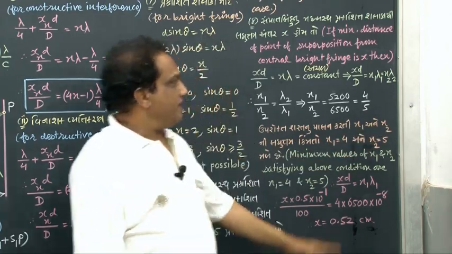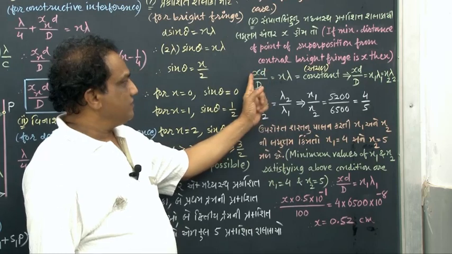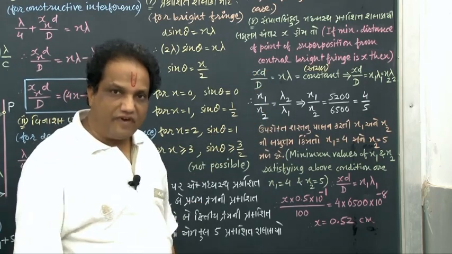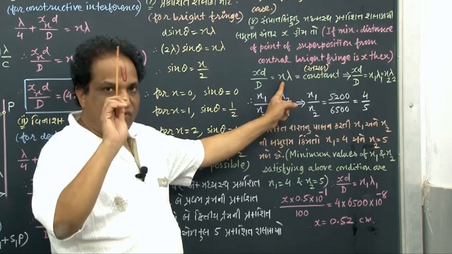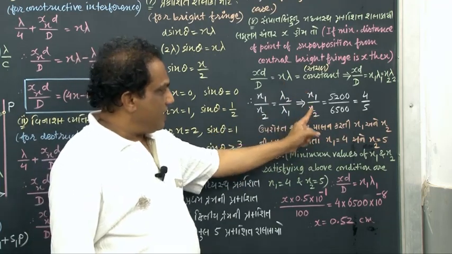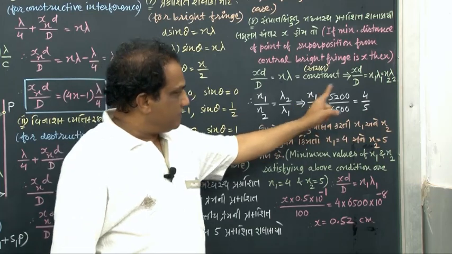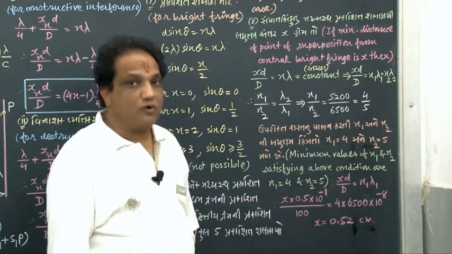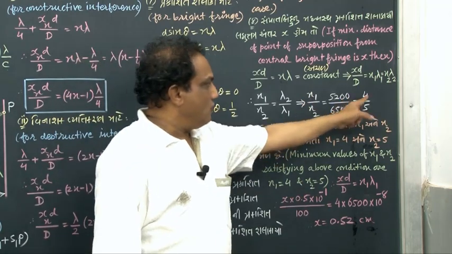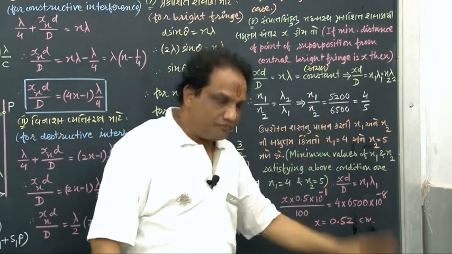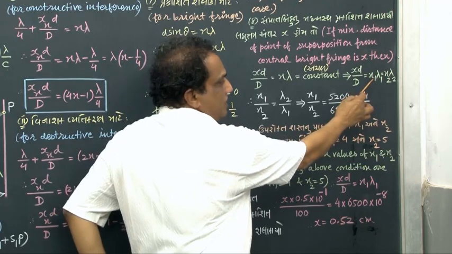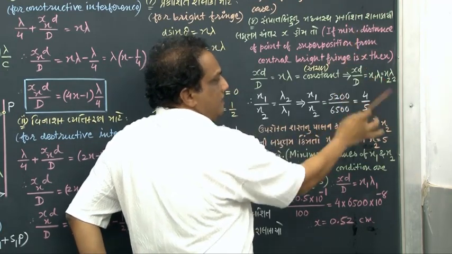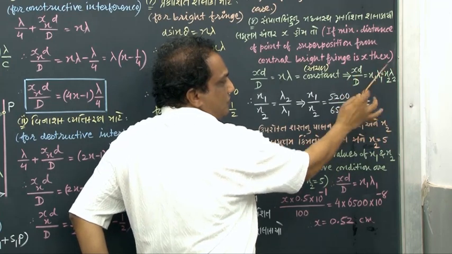But 8 is greater than 4 and 10 is greater than 5. If we take greater values of n, then x will be greater. We don't want a greater value of x; we want the minimum value of x. That's why we should take the minimum value of n. Minimum values of n1 and n2 which can satisfy this condition are n1 equal to 4, n2 equal to 5. Put either n1 equal to 4 or n2 equal to 5 here, no problem. Let us take this equal to this now.